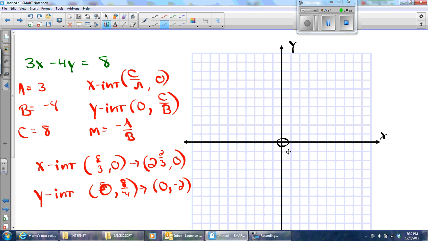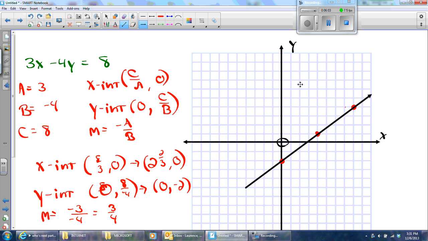Well, I know how to graph that. I mean, I know how to graph the other one too, but watch what's going to happen. All right, m is going to equal the negative of a over b, and that's better set as 3/4. So now I'm going to rise 1, 2, 3, and run 1, 2, 3, 4. Okay, so I'm going to draw my line. I'm going to go down 1, 2, 3, and back 1, 2, 3, 4. There we go. That looks pretty good there.